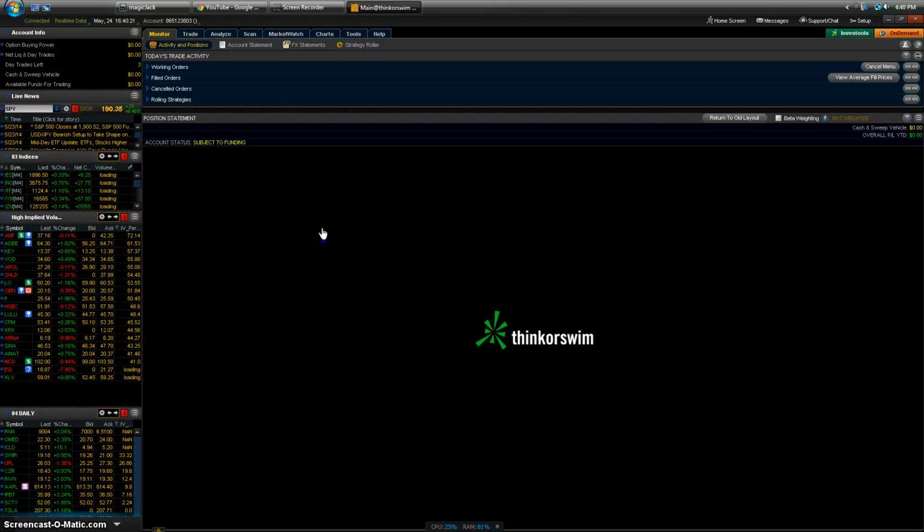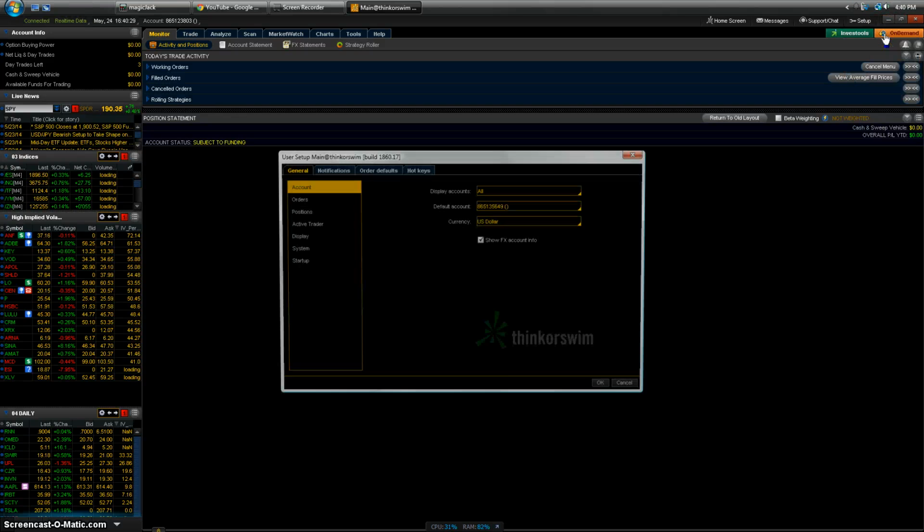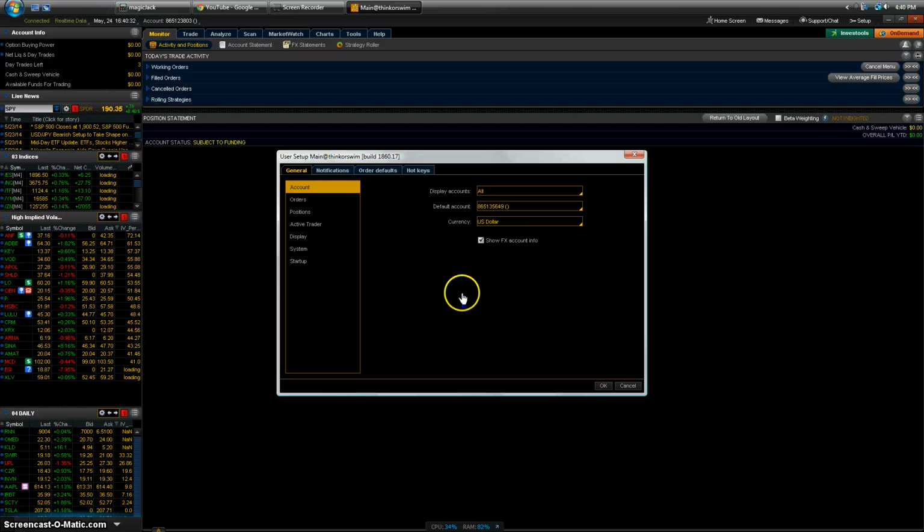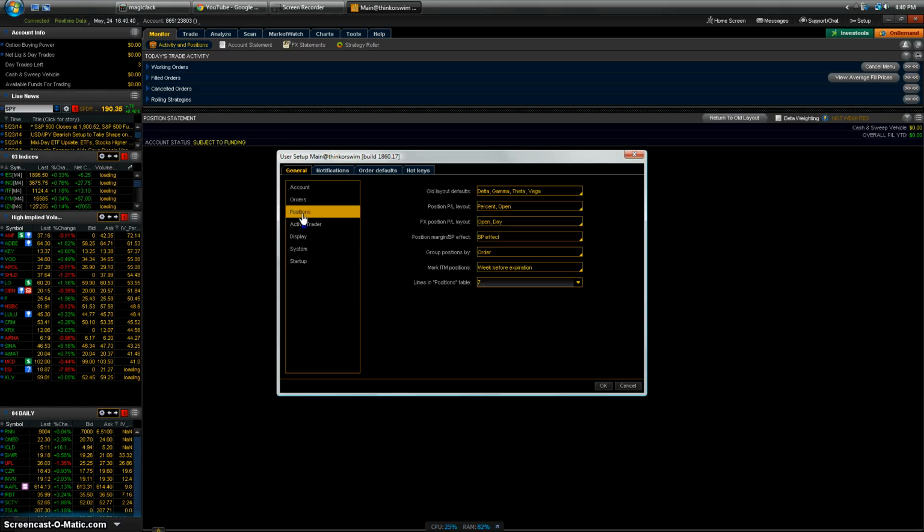But real quickly, the first thing you want to do after you set up your account is go to your setup tab here, click setup, and go to application settings. Here it'll be your account, orders. Here's what I have on orders, order confirmation, positions. I think this particular screen is important.